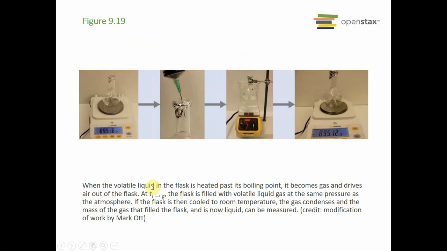When a volatile liquid in a flask is heated past its boiling point, it becomes gas and drives air out of the flask. At the temperature of liquid to gas, the boiling point, the flask is filled with volatile liquid gas at the same pressure as the atmosphere. If the flask is then cooled to room temperature, the gas condenses and the mass of the gas that filled the flask is now liquid and can be measured. So this is a representation of the Dumas method of determining the molecular weight of a gas.